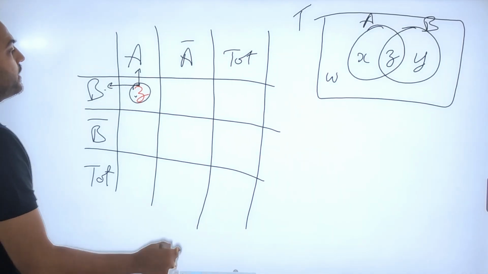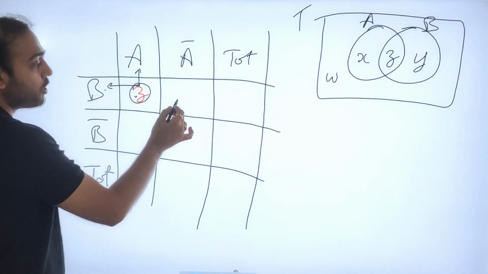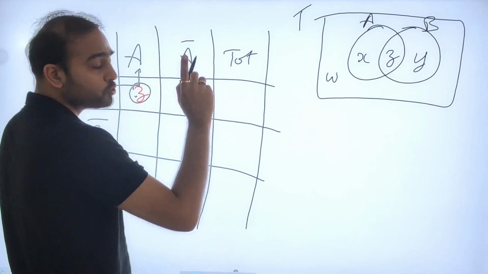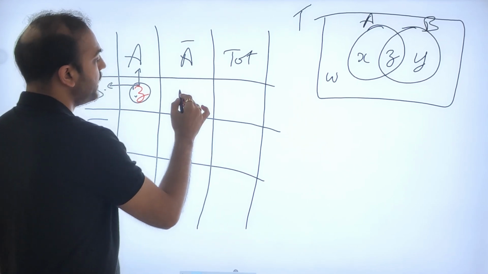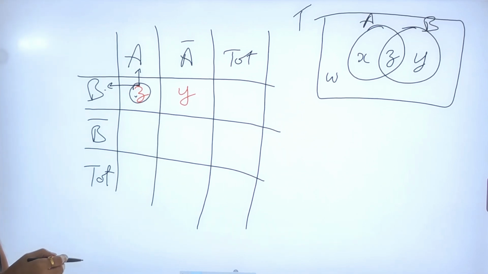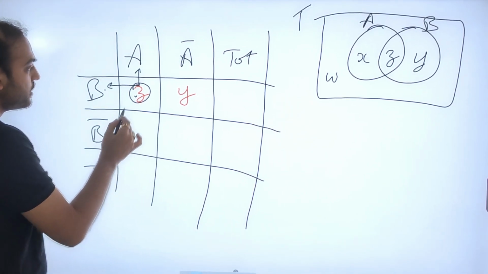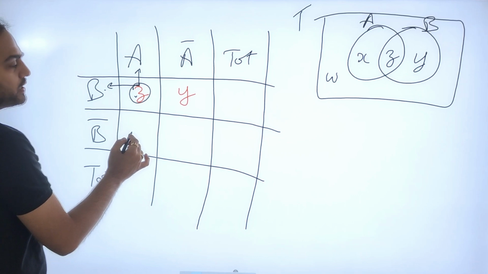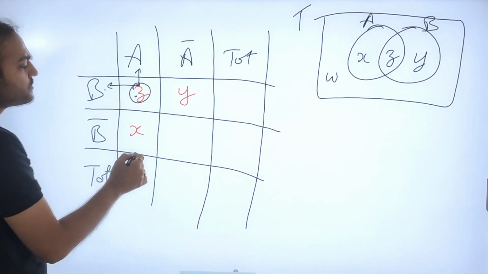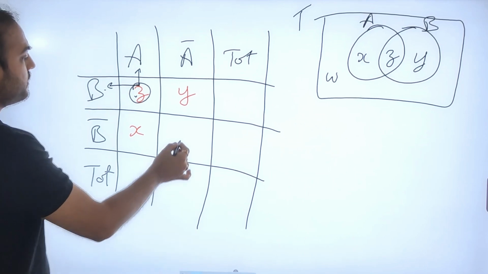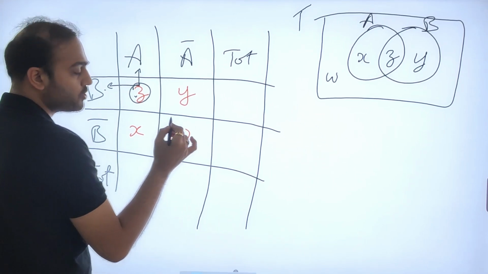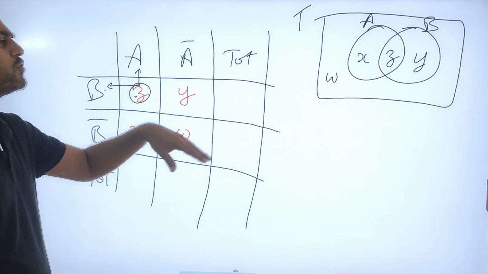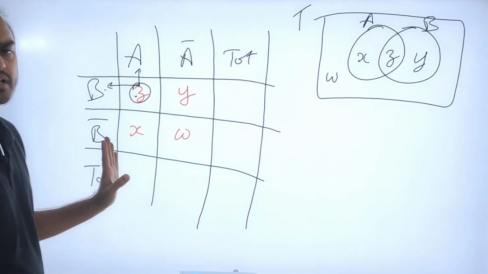Similarly, if we move to the next one, this means belongs to B but does not belong to A. If you look at the Venn diagram, that's Y. Coming to the next element, belongs to A but not to B. That is X. You can also call it only A. This does not belong to A or B. That's your W. So the advantage of this method is you will see everything is here itself. You don't have to worry about what is total A, what is total B. Everything will be written here itself.